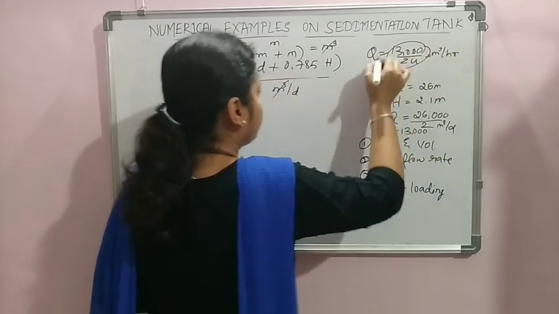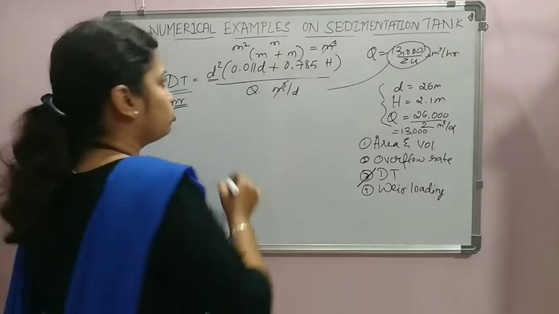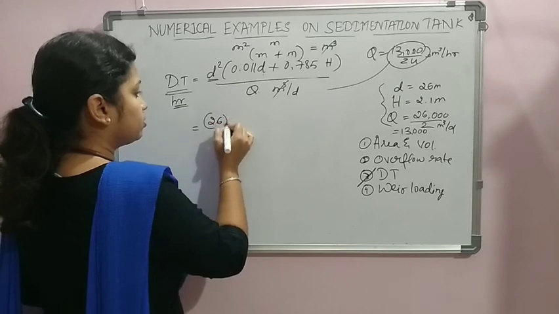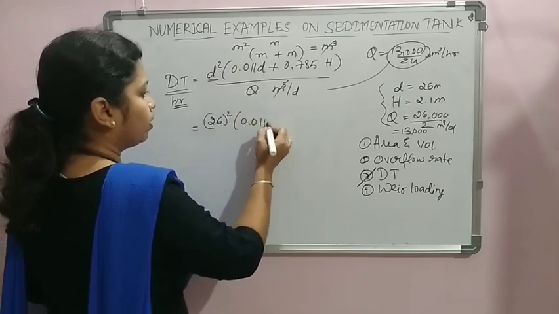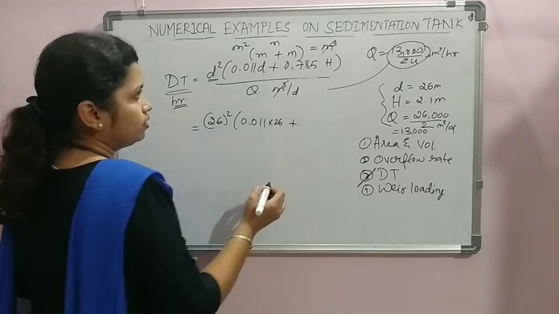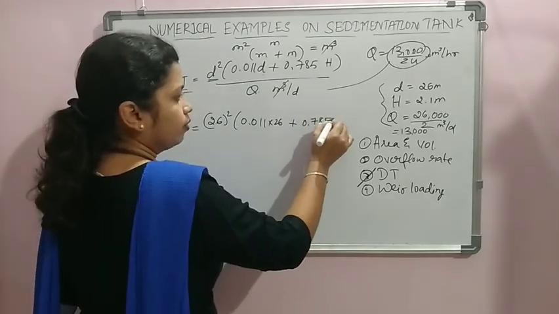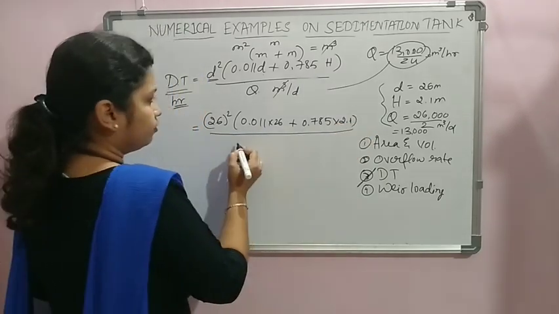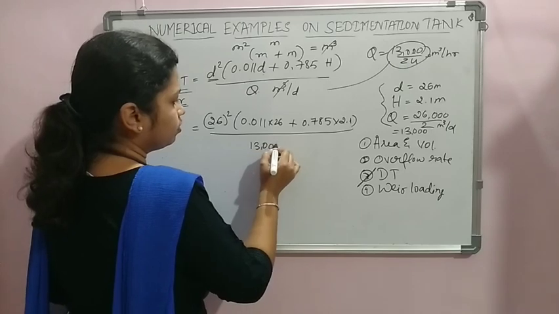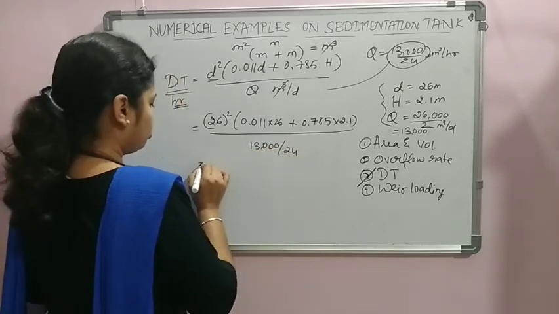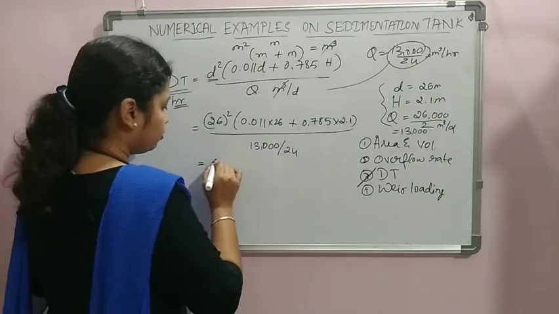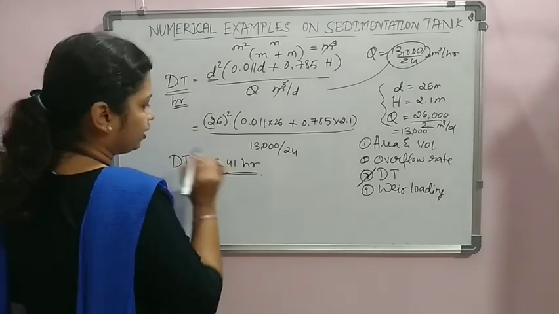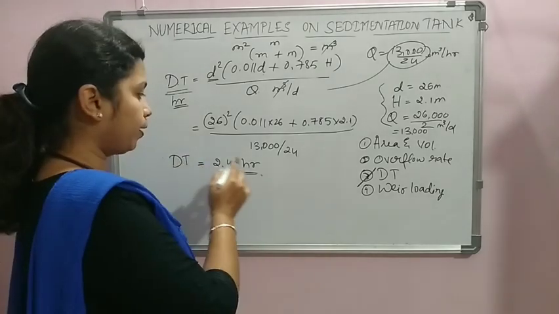The same thing I am going to substitute here. Let us substitute the known data. The diameter value 26 square, 0.011 into 26 plus 0.785 into 2.1, divided by the Q value, 13,000 divided by 24. So the answer will be 2.41 hours. The detention time we have now calculated in terms of hours. The answer is 2.41 hour.